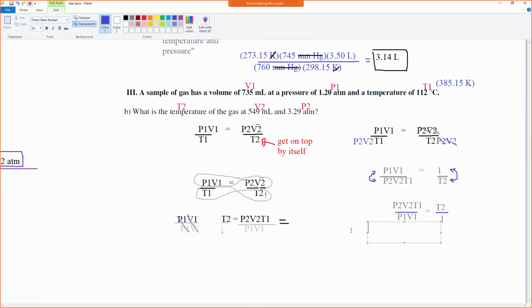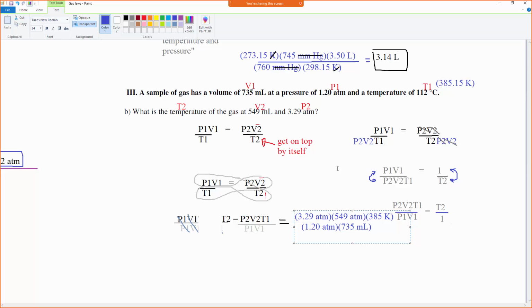Good questions, guys. Okay, so P2, that's 3.29 atmospheres. And then V2, that's 549 milliliters. And then T1 is right up here, 385 K. Divide by P1, which was 1.20. It's kind of lucky I don't have to make any volume or pressure conversions, because that's the kind of thing that I would make you do. Well, V1 is 735 milliliters.